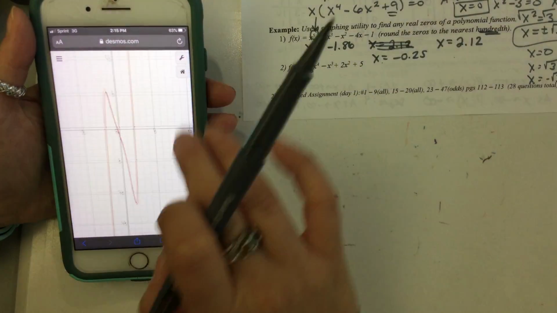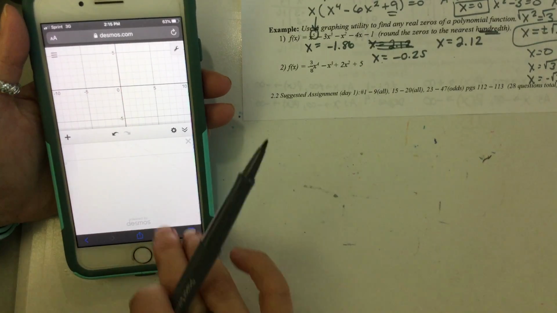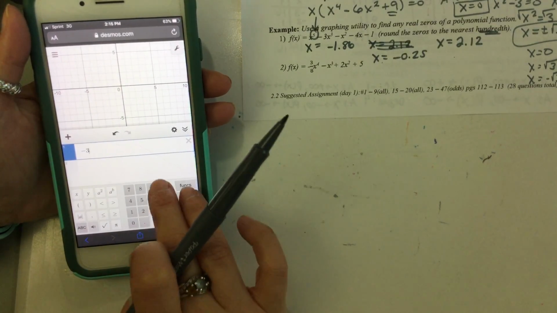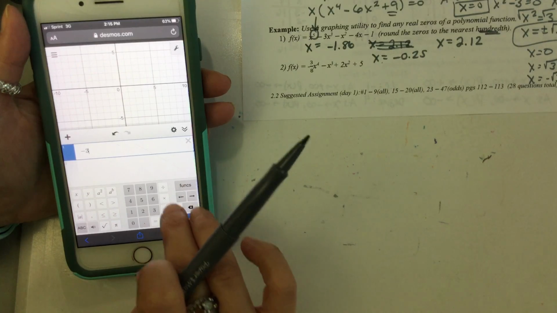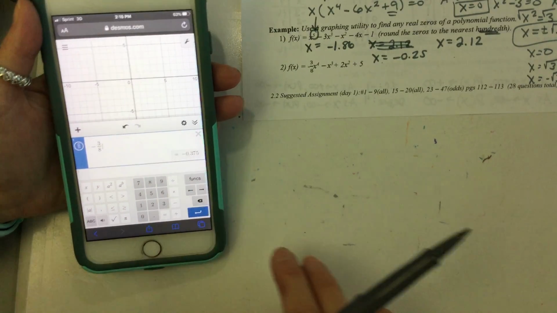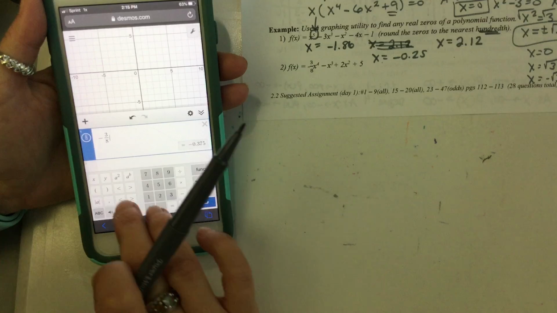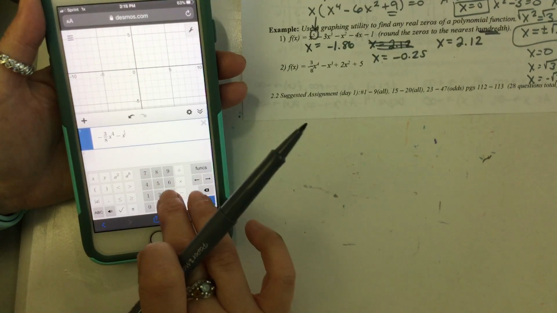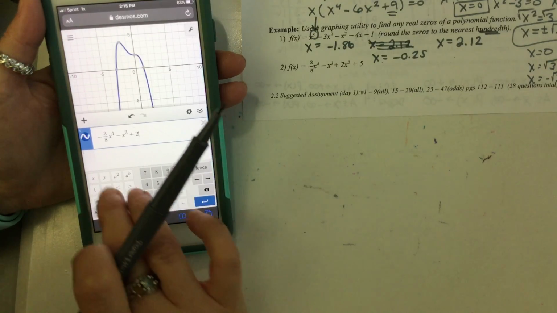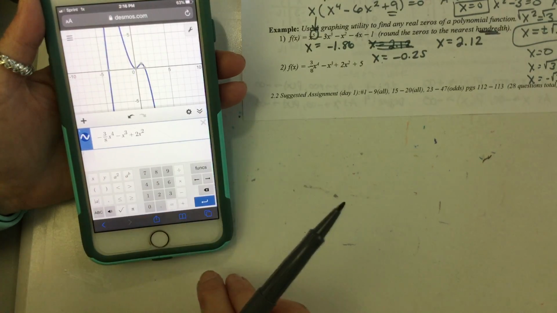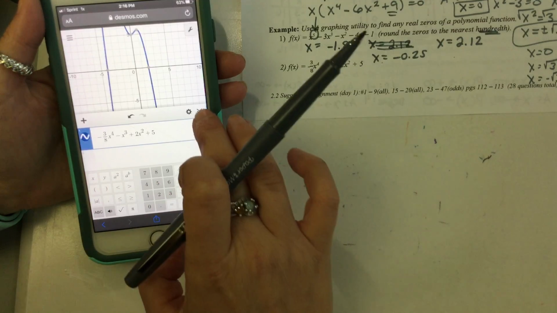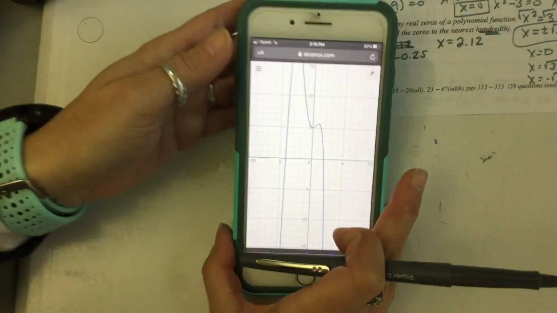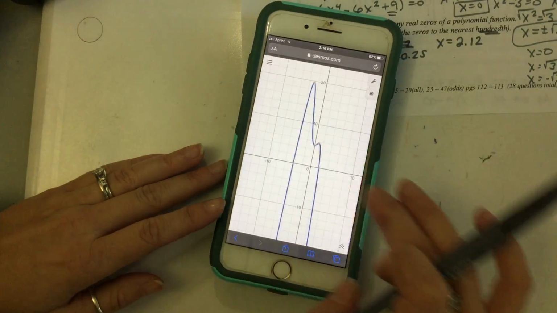Okay, let's do one more. Let's graph negative 3 divided by 8. Whoa, there we go. Go ahead and I hit the over arrow. It is x to the power of 4 minus x to the power of 3 plus 2x to the power of 2. That's a lot of exponents. Plus 5. Okay, so here, whoa, look at that graph. You guys, these are so cool. I hope you're having fun today.